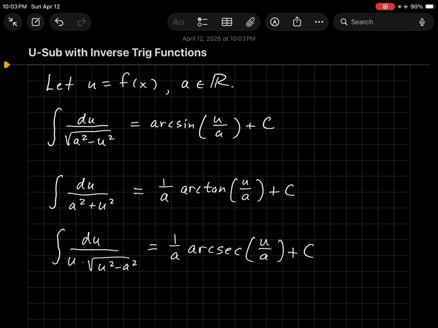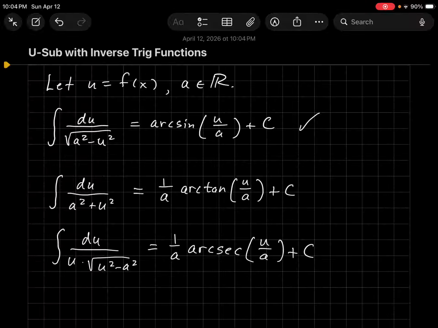Integration by substitution, u-sub, with inverse trig functions. Let u equal f of x, that is a function of x, and a be a number. Then the integral of du over root a squared minus u squared is the arcsine of u over a plus c.